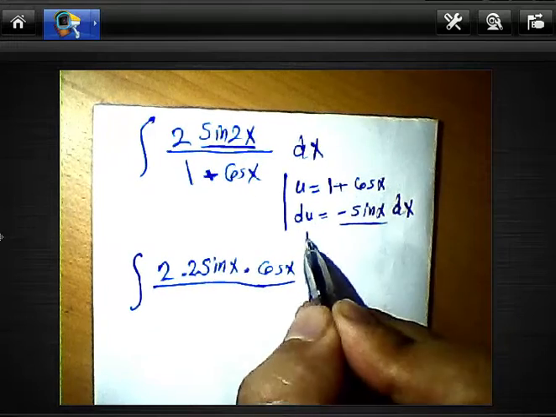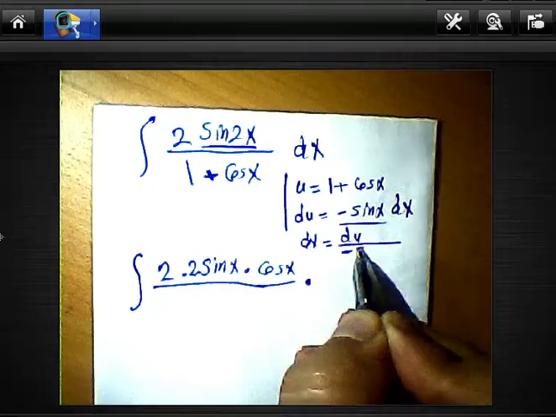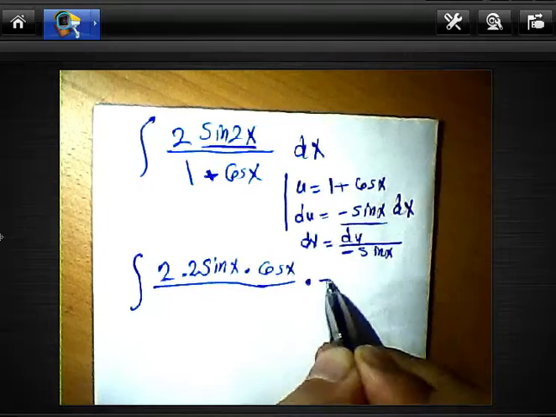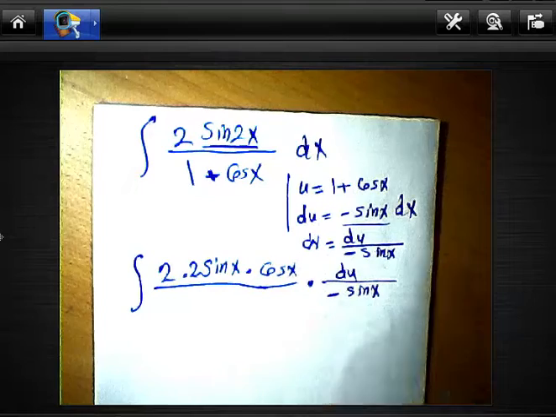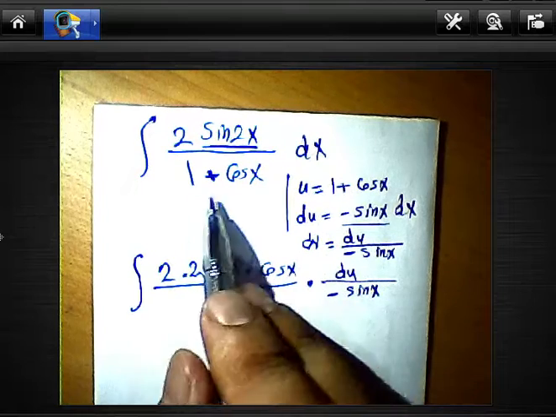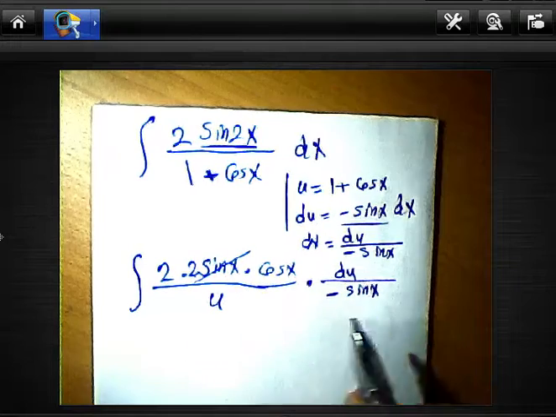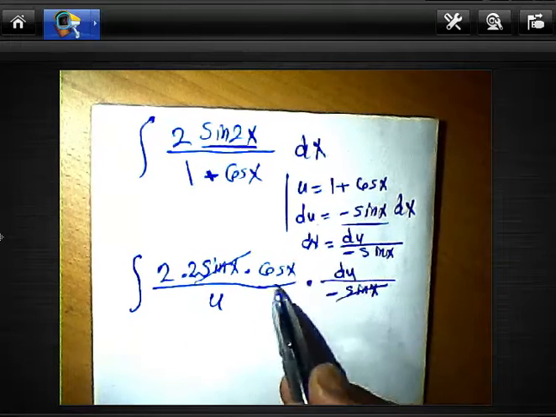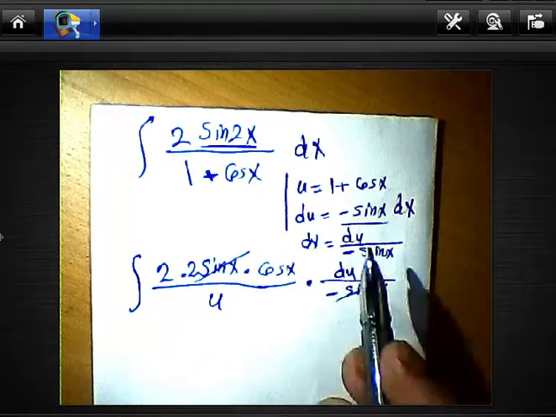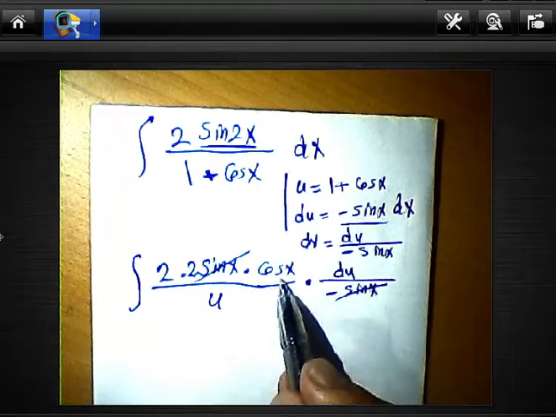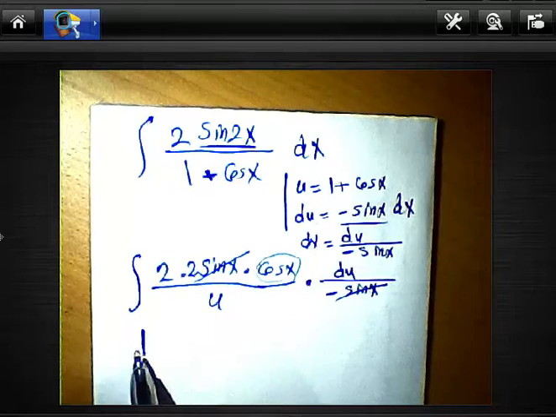We can write du over this term. We can write dx equal du over negative sine x. 1 plus cosine x equal u. We can cancel sine x with sine x, and we can write cosine x equal u - 1. Okay, 2 multiply 2 equal 4, so we can write 4 outside here.